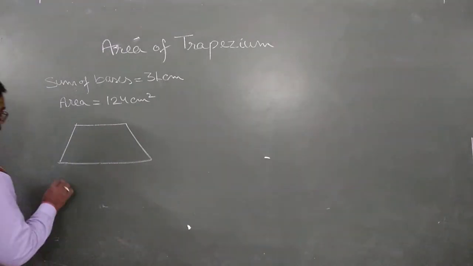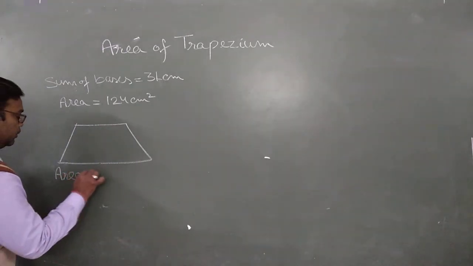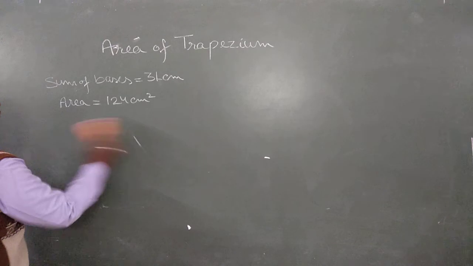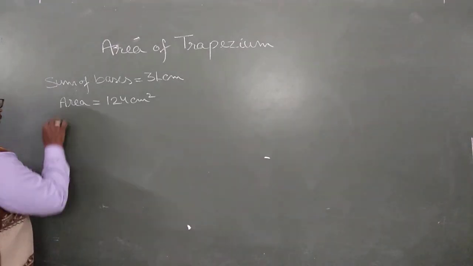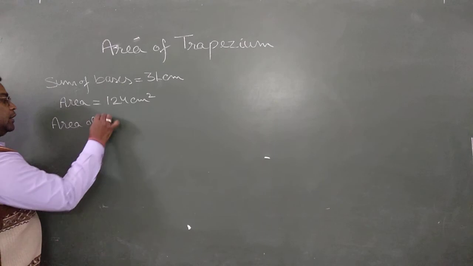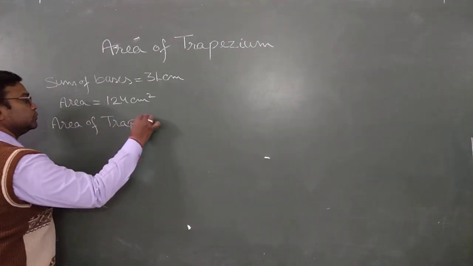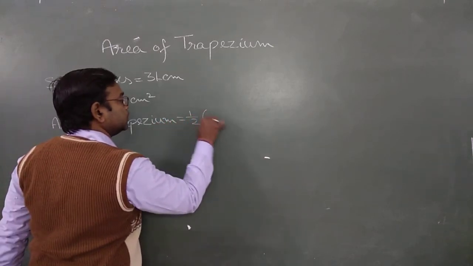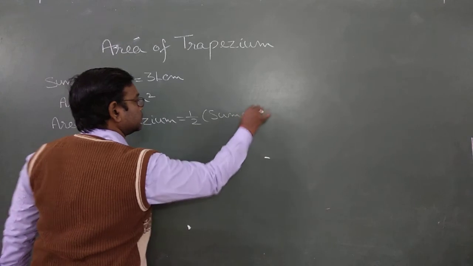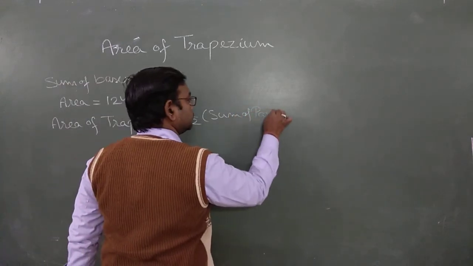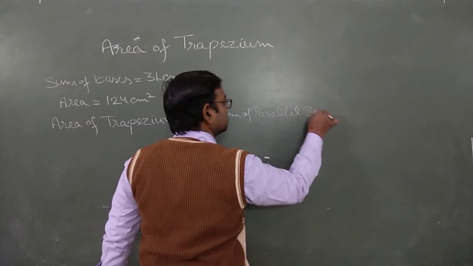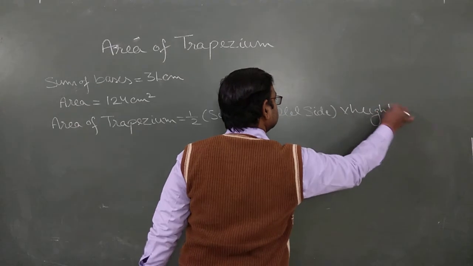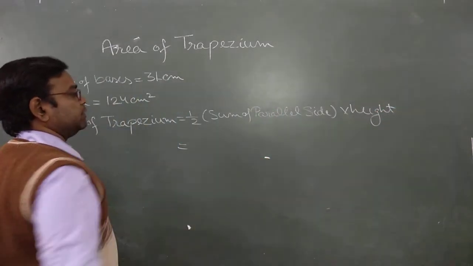As we know, the area of a trapezium, so let me rub the board first because this is not required. Simply we can write down: area of a trapezium equals half the sum of parallel sides into height. This is the longest formula, but when you place the values it becomes very small.